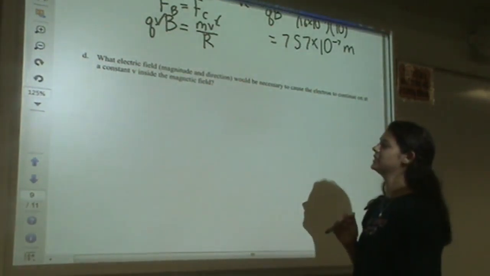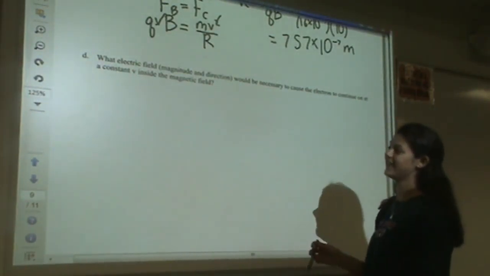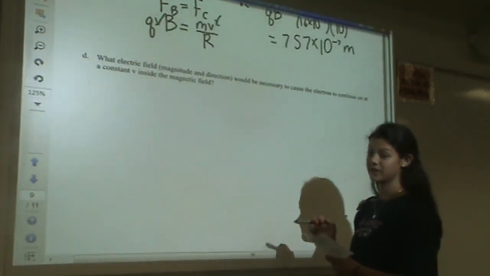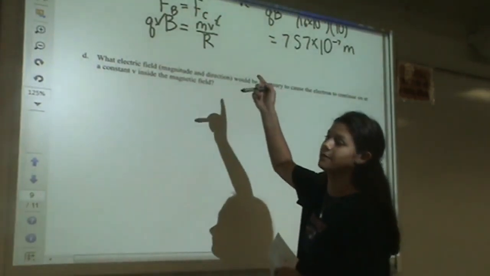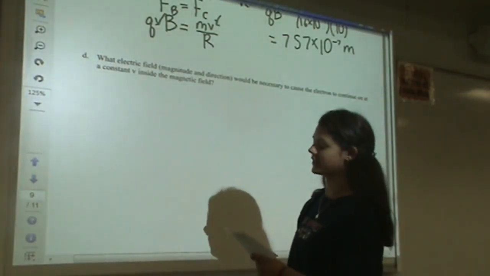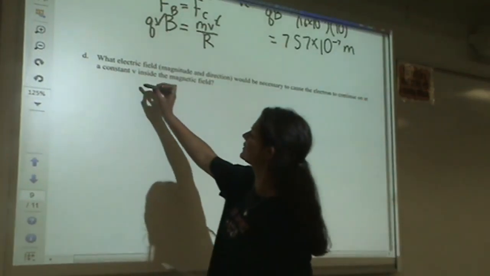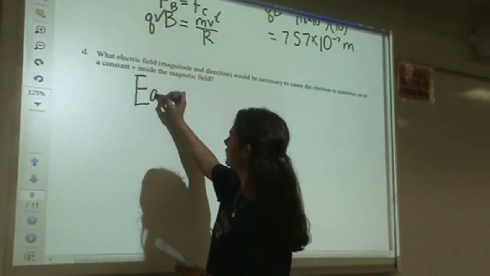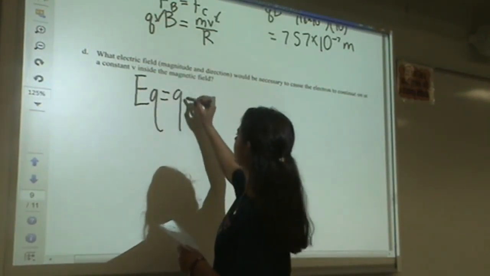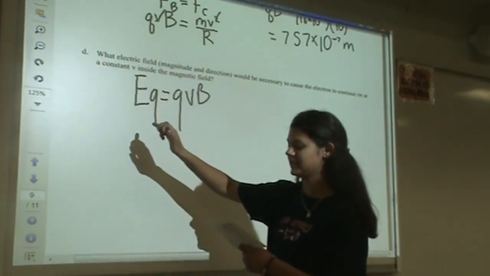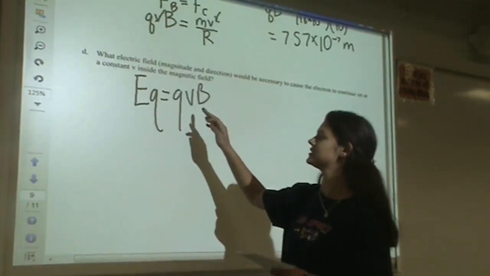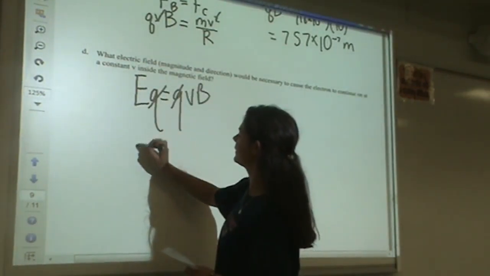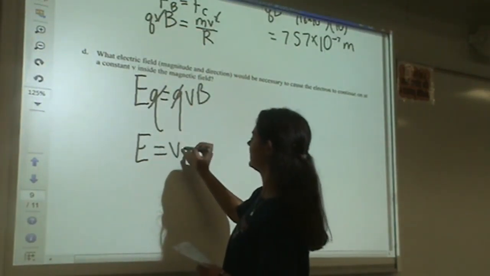Okay, the last part of this problem is to find the electric field that would be necessary to cause the electron to continue at a constant v inside the magnetic field. First we have to set electric force and magnetic force equal to each other because they're equal and opposite, like I showed you above in finding the path of the electron. So we set Eq equals qvB. E is the electric field, q is charge, v is velocity, and B is magnetic field. So our q's cancel out, and we're left with E equals vB.